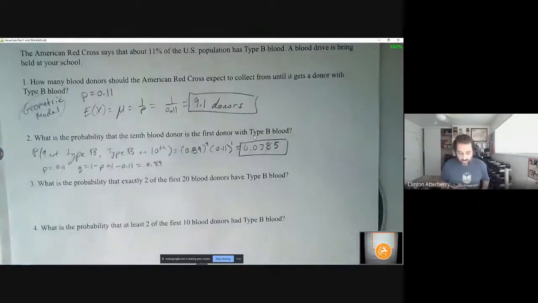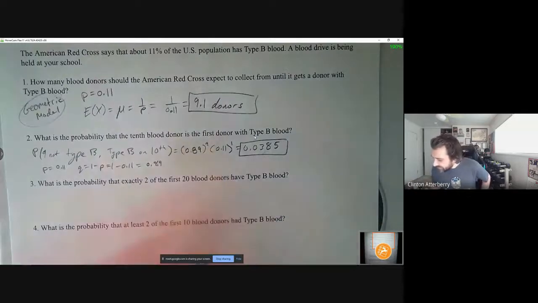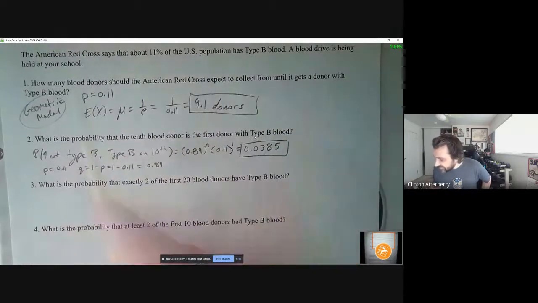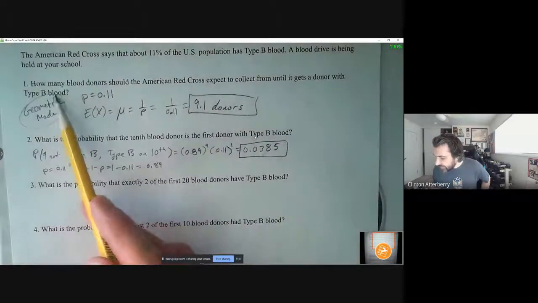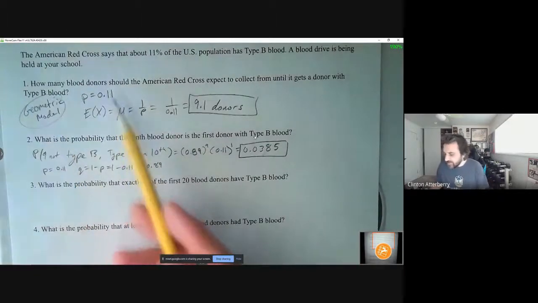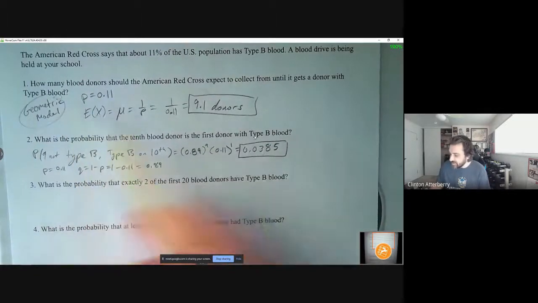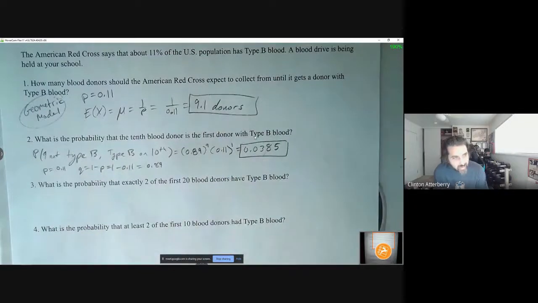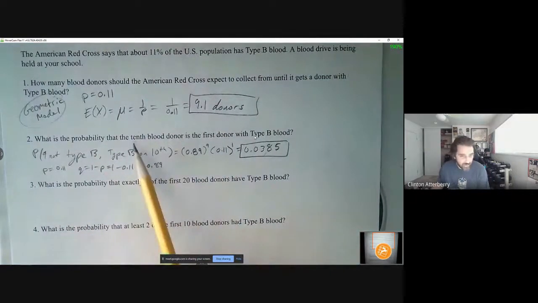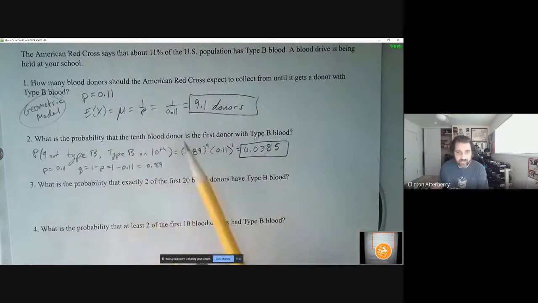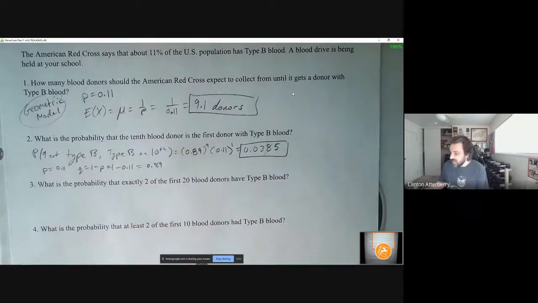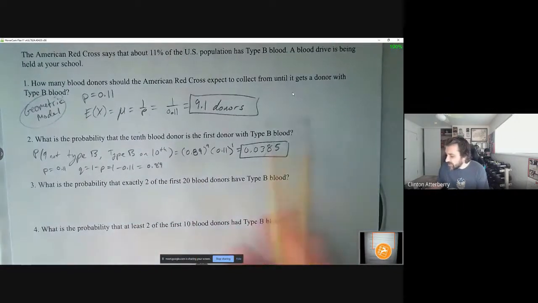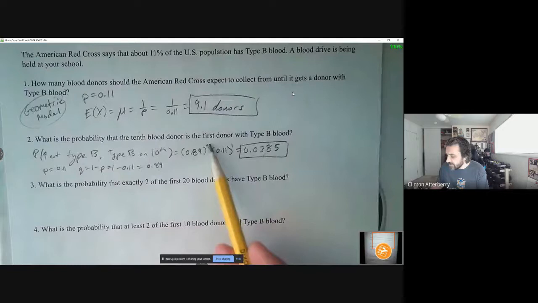Okay, any questions so far? This first one, how many until you get the certain thing you want? You say 1 over the p-value is what's called the expected value from the geometric model, and we got 9.1 donors. For the second question, we have 9 in a row that are failures, and the 10th one is the success. So success is type B blood. The failure would be anything not type B blood. And so 0.89 to the 9th power, failures to the 9th power times success to the first power.